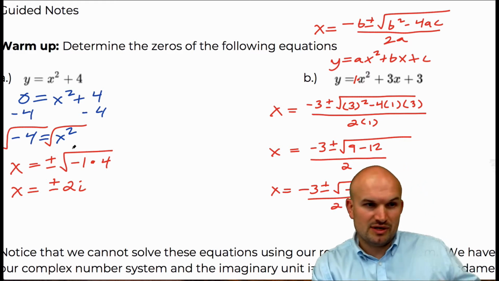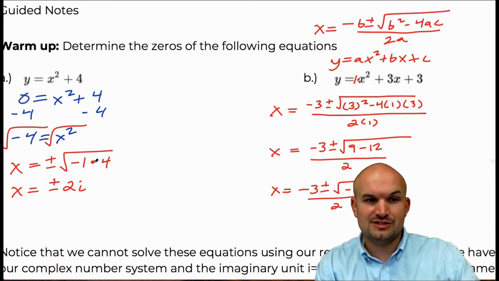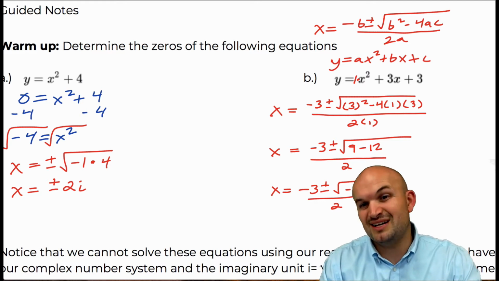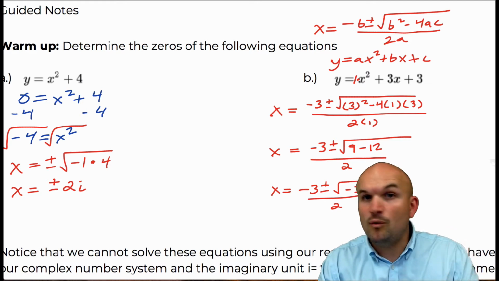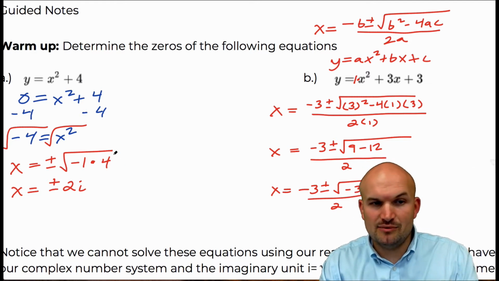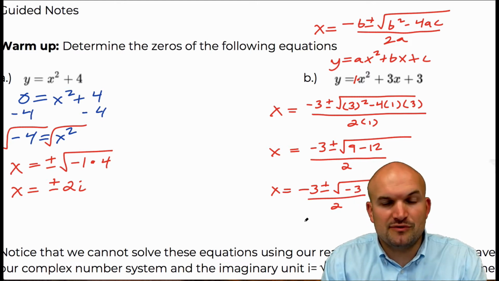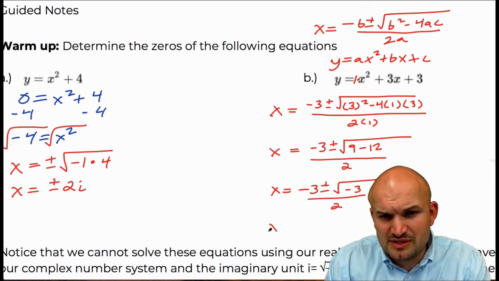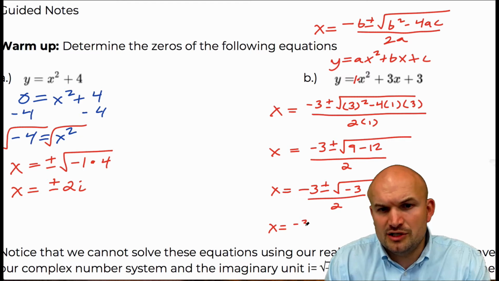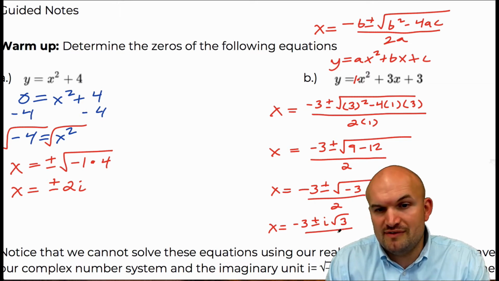So that's why we have to now go back and rely on our complex number system. Just like we could break apart -4 into -1 times 4, we can break apart -3 into -1 times 3. However, here we could take the square root of 4. We can't take the square root of 3. So there's a couple different ways we can write our answer. We could write it in our general form of plus or minus i square root of 3, where i is the square root of -1, divided by 2.